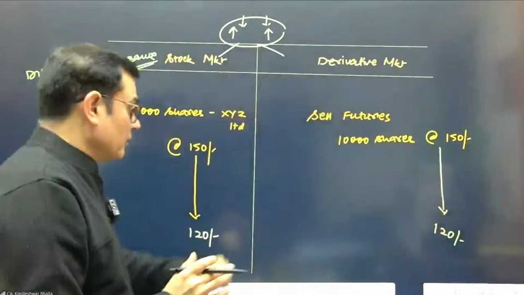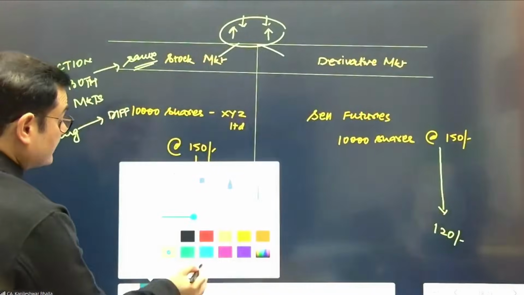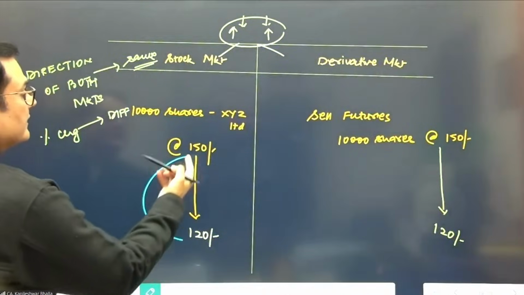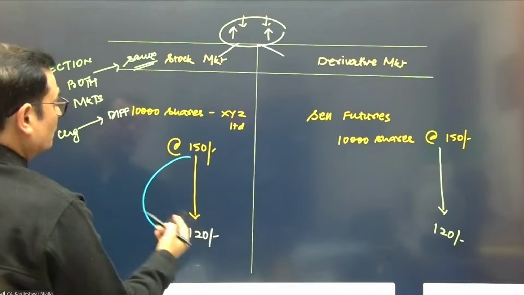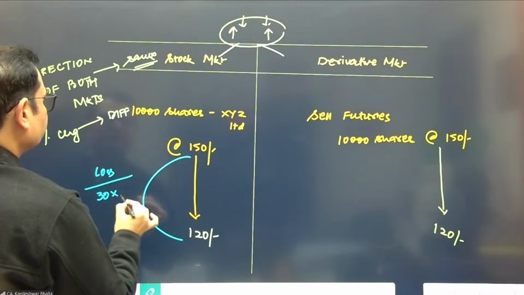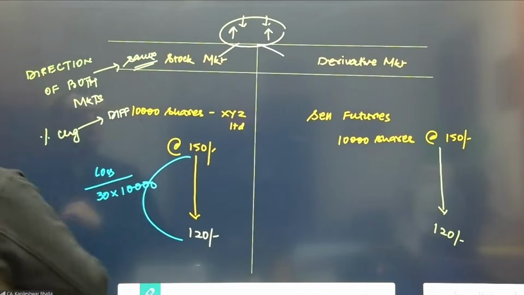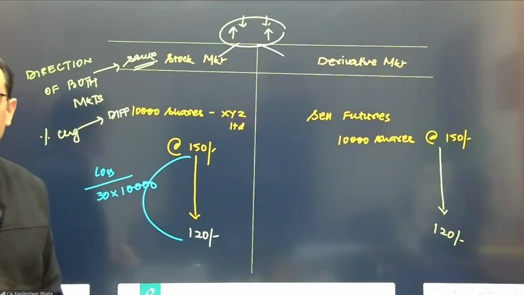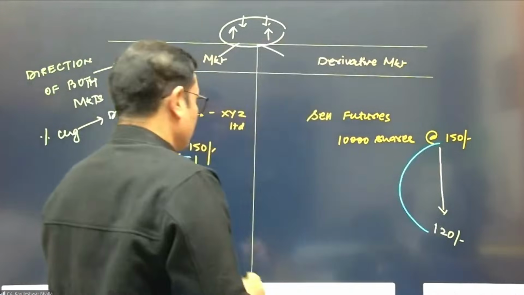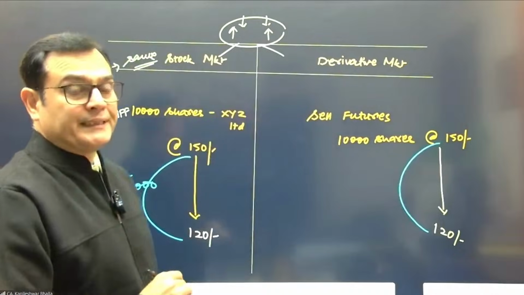Now let's say this also went to 120. Let's understand what is happening in this market. Can I say the price of the share went down? So there is a loss to the extent of 30 rupees per share into 10,000 shares, which you suffered in the stock market. But in this case, the price went down to 120.